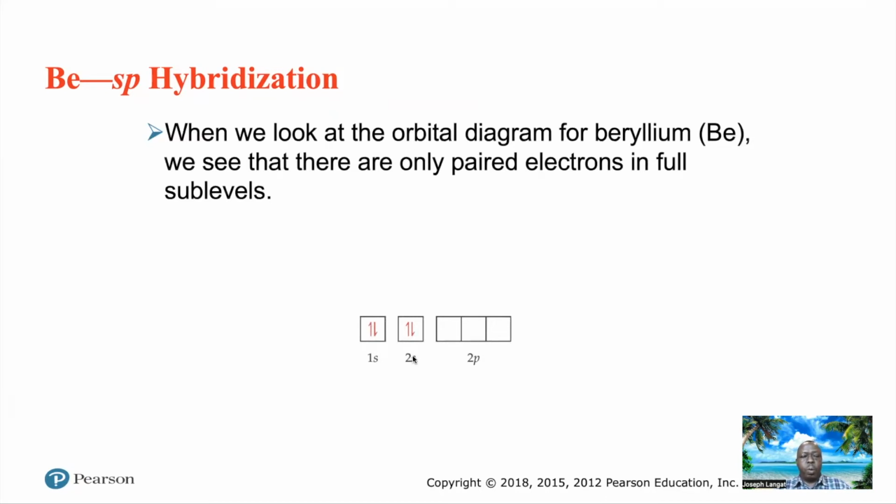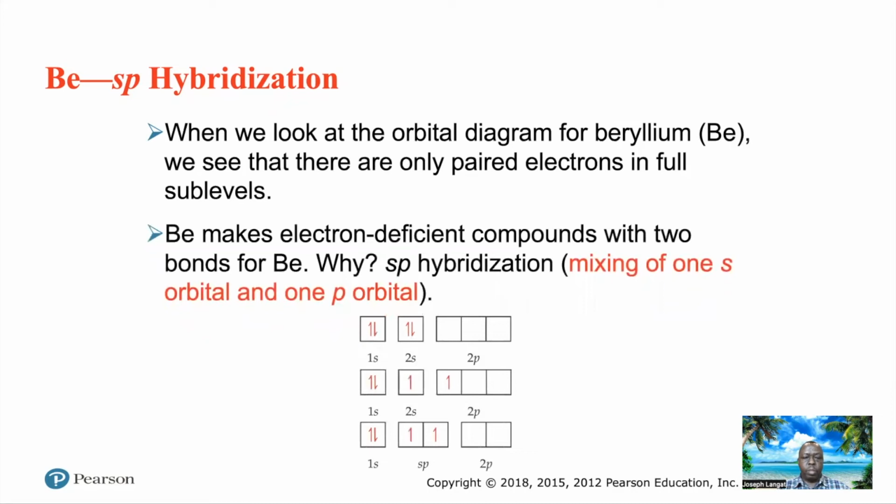Therefore, we do what we call hybridization, which is promoting one electron to the 2p sublevel, which will leave us with two unpaired electrons available for bonding. So here, hybridization has been done. We call this sp hybridization. These are degenerate orbitals. It's not an s by itself, and it's not a p by itself, but it is an sp hybrid.